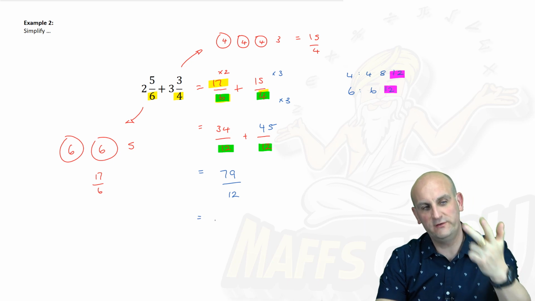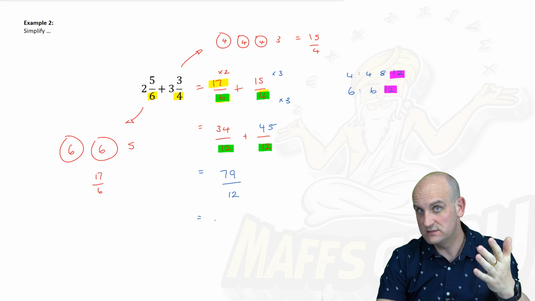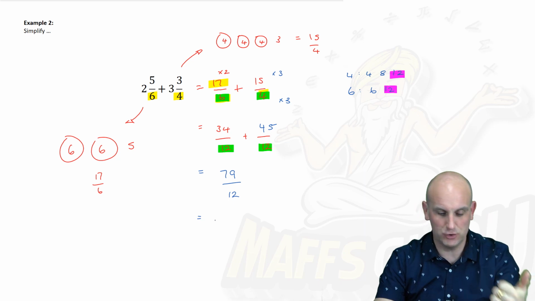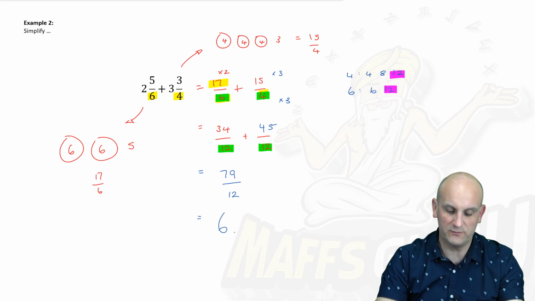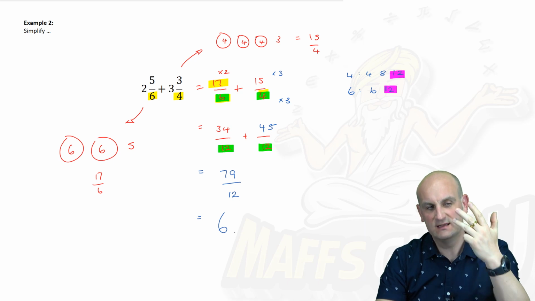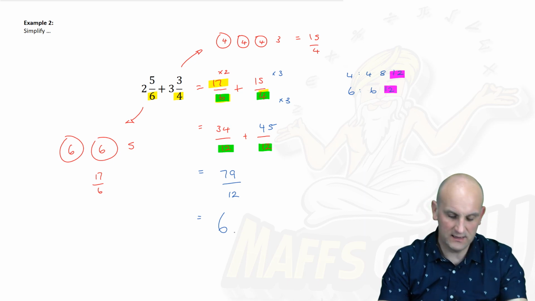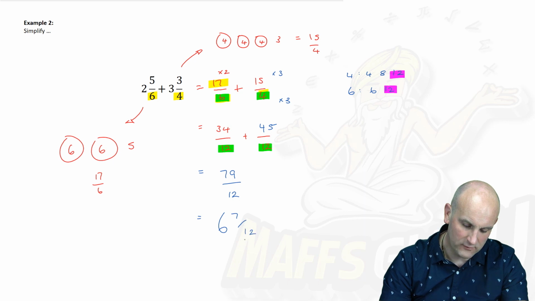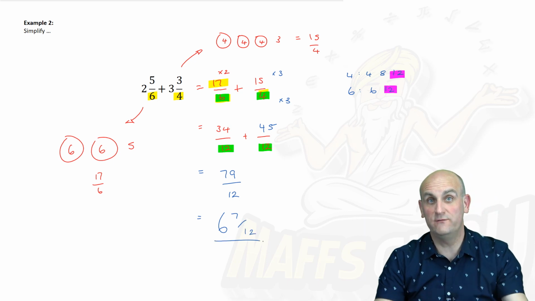12, 24, 36, 48, 60, 72. So it's giving me 72, gives me 6 whole ones. 72, 73, 74, 75, 76, 77, 78, 79, and 7/12. Now that's one way of doing it.